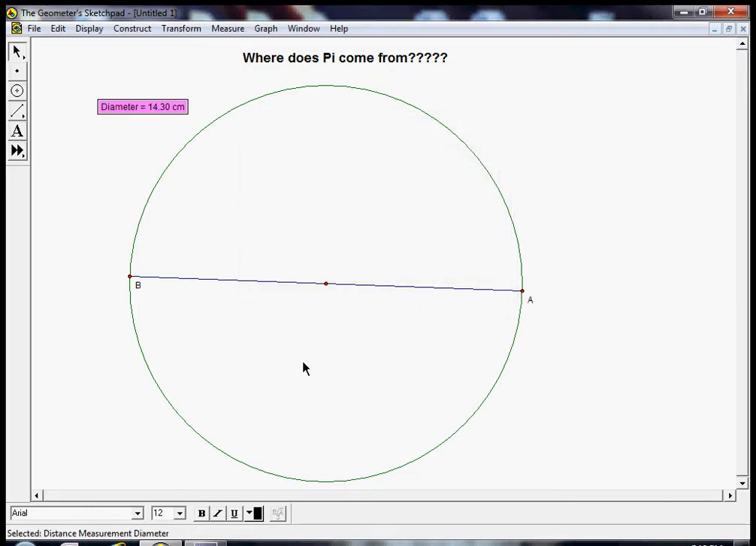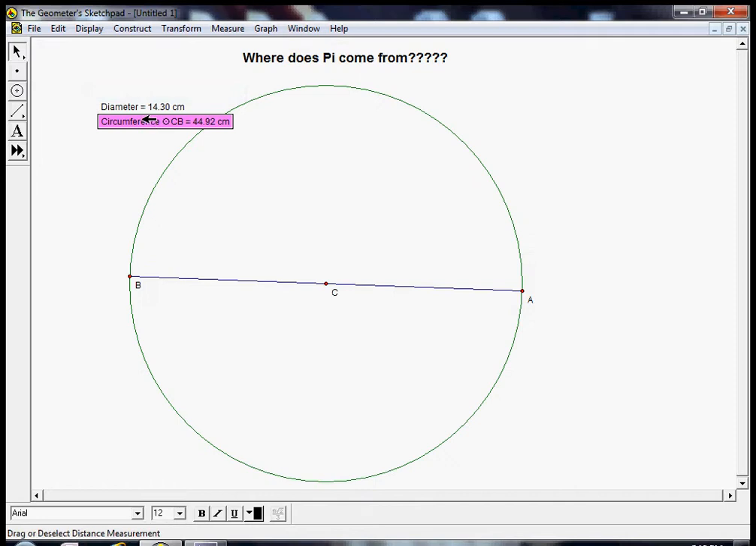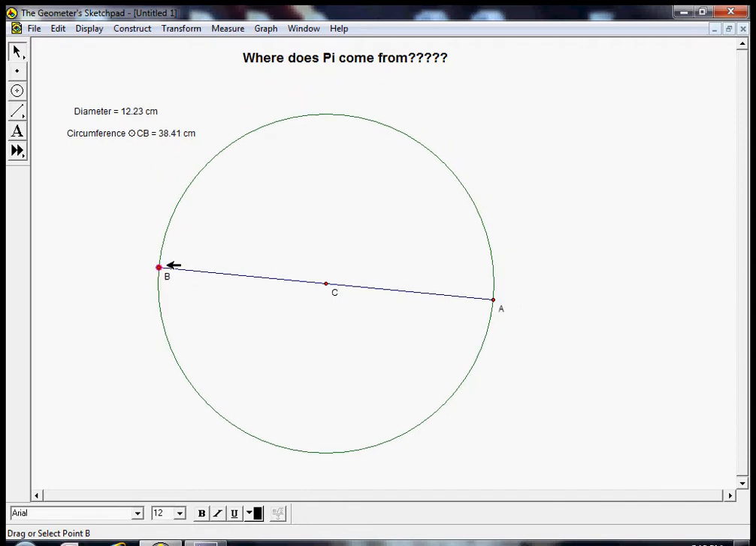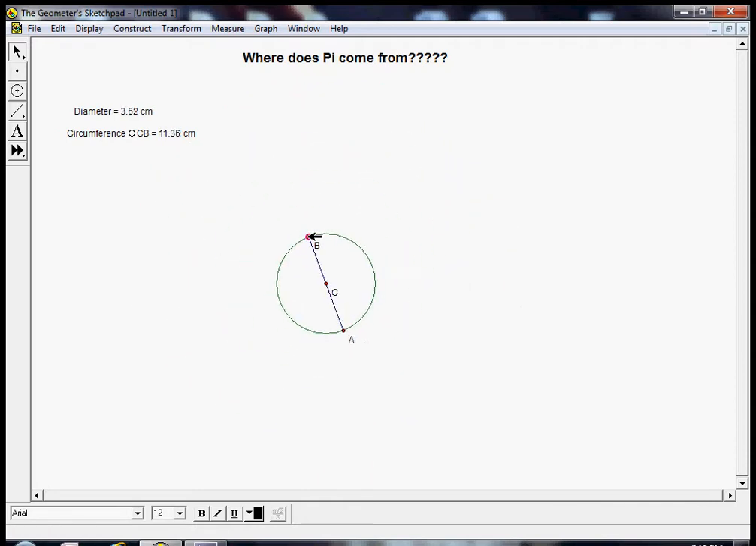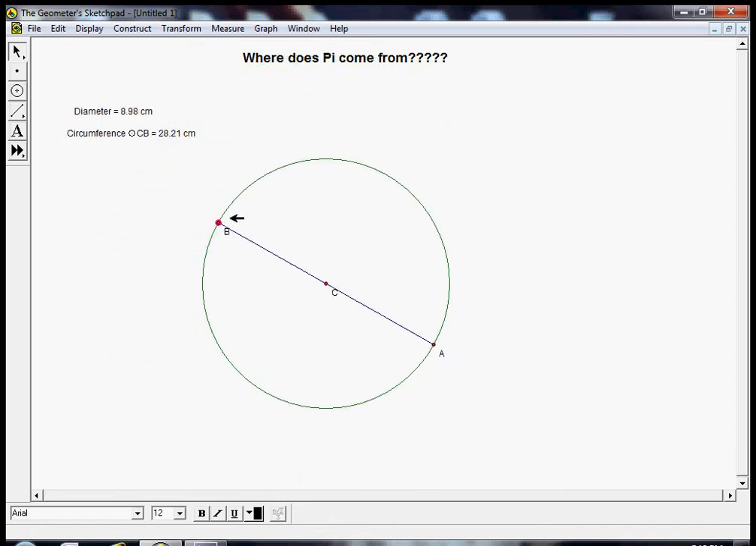Okay, so that's labeled. And the other thing that I want to do is to look at the circumference, so the distance all the way around this circle. All the way around the circle. So I'm going to measure the circumference. And there it is. Circumference of the circle is 44.92 centimeters. And these are dynamic measurements, which means that if I change the size of the circle, you can see that the diameter and the circumference are also changing.